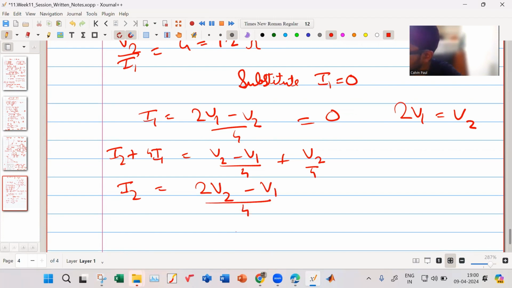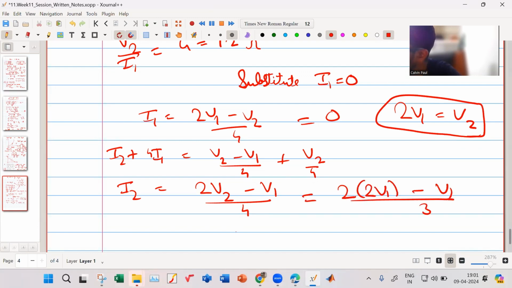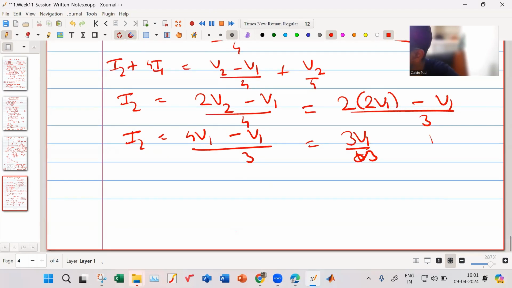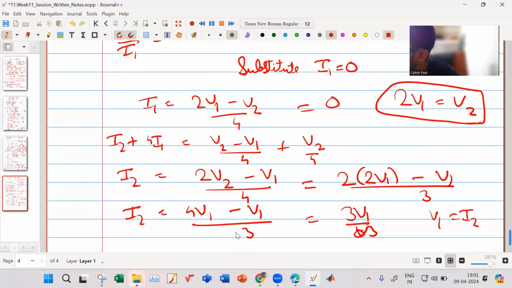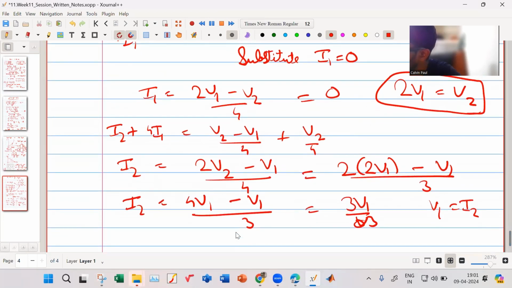Okay. So now, what is V2? V2 is given by 2V1. So I'll substitute that. So this is 2 into 2V1 minus V1 upon 3. So my I2 is equal to 4V1 minus V1 upon 3. That is equal to V1 equal to I2. Okay. Wait, it should be divided by 4, right? I think 3 by 4. I think it is 2 into, in the above step, divided by 4. Instead of that, we have written 3.